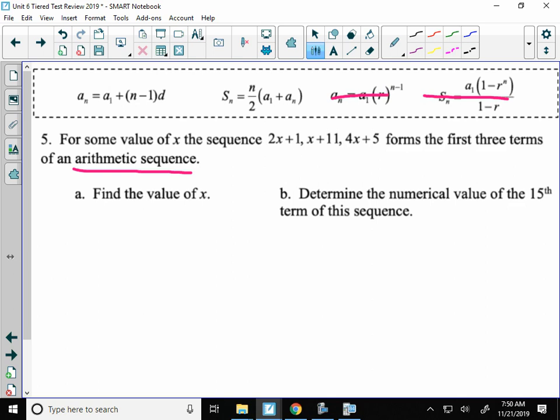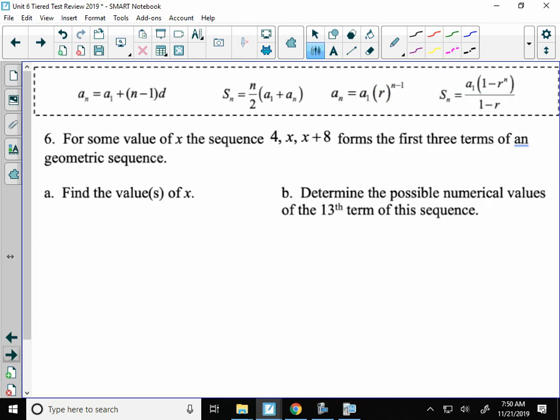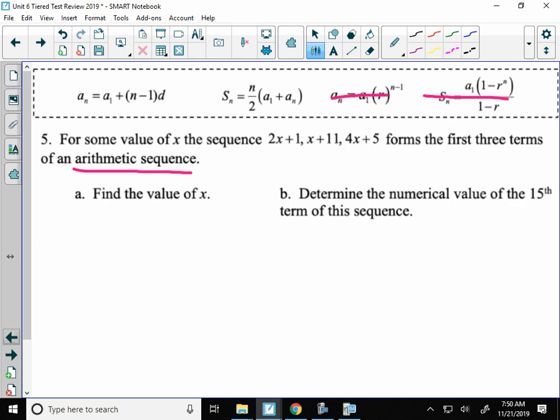Now, we've done a similar problem for geometric, which is actually going to be number 6 here. I'm going to do arithmetic first. Now, in arithmetic sequences, we know to get from term to term, we have to add something called the common difference. Now, we need to figure out what that common difference is to find the x. Oh, that's going to be kind of hard because we have x. So here's what I'm going to do.